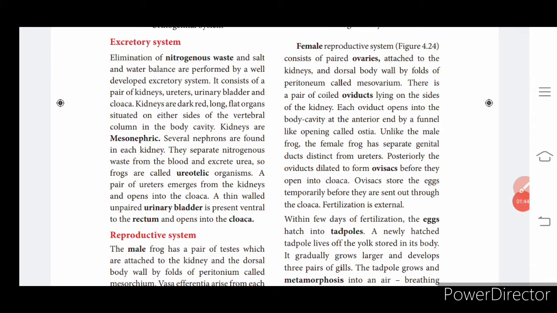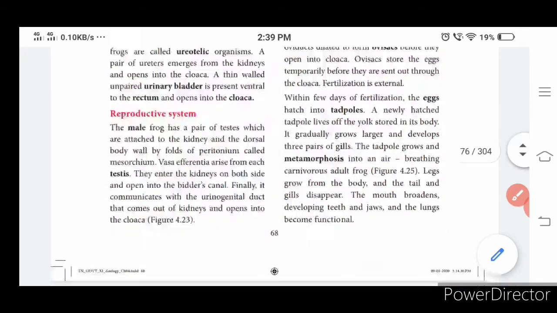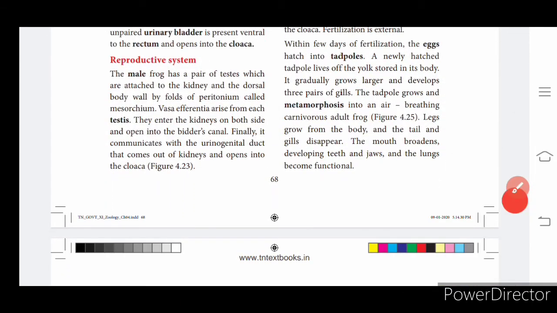Excretory system in frog: the elimination of nitrogenous waste, and it also helps in salt balance in the body. It has the kidneys as the major excretory organ, and the kidney type is mesonephric. They are ureotelic, meaning the excretory material is urea. There is a thin-walled bag called the urinary bladder to store urine, and it opens through the cloaca. The opening which is helpful in laying eggs and also in sending out the unwanted excretory material is called the cloaca.